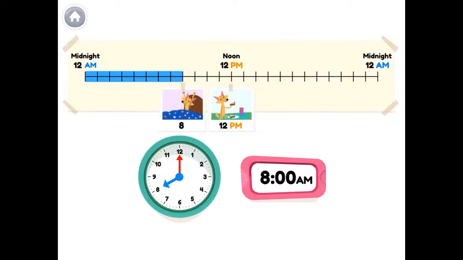I wake up at 8 in the morning, and that's way before noon. So I wake up at 8 AM. I eat dinner at 6 in the evening, which is afternoon. So I eat dinner at 6 PM.